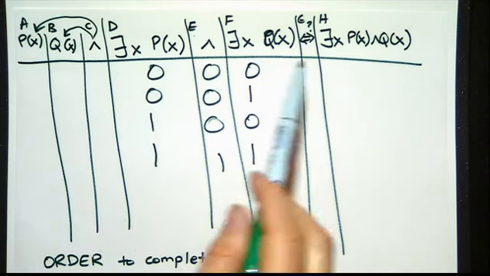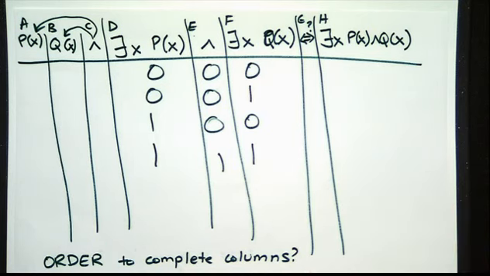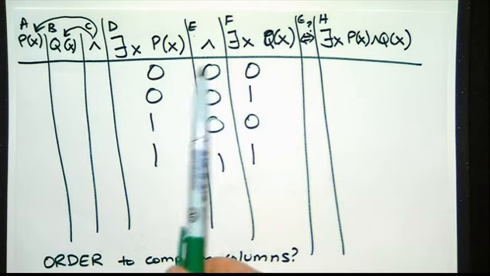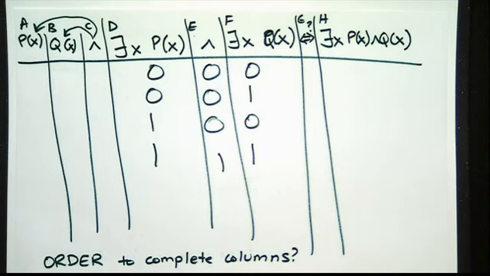The next thing we want to do is figure out there exists x, p of x and q of x. The difference between the left-hand and the right-hand side is that the right-hand side is asking me, do p of x and q of x occur for the same x at the same time? That's what it's asking me.